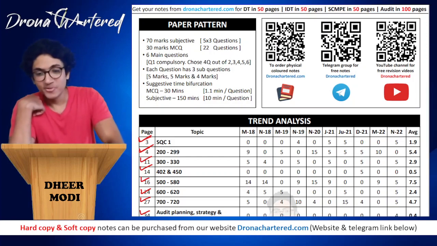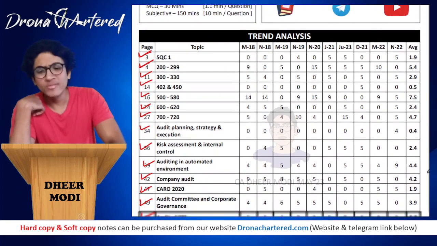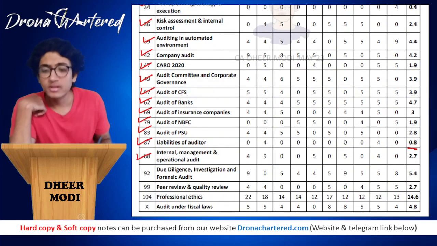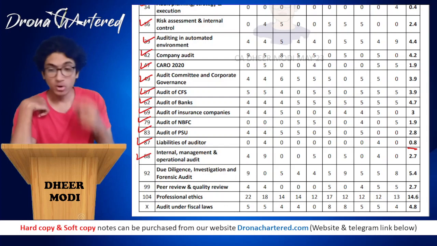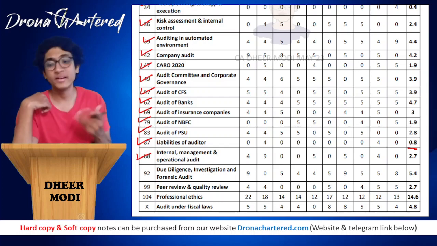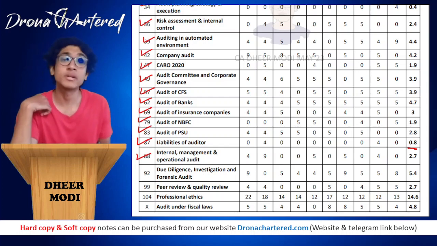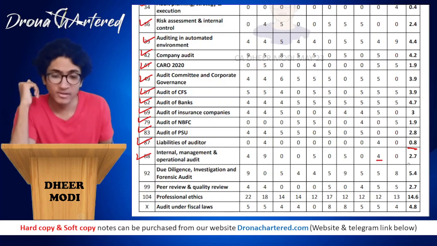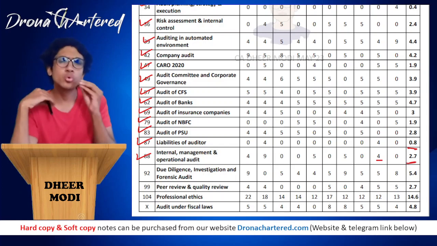Hello. So we have done with majority of our chapters from our audit in 100 pages. So today we are doing the chapter internal management and operational audit. Now this chapter is actually divided into three parts: internal audit, management audit, and operational audit. And usually it comes for about 4 marks, 5 marks, or 0 marks, and average of 2.7 marks.